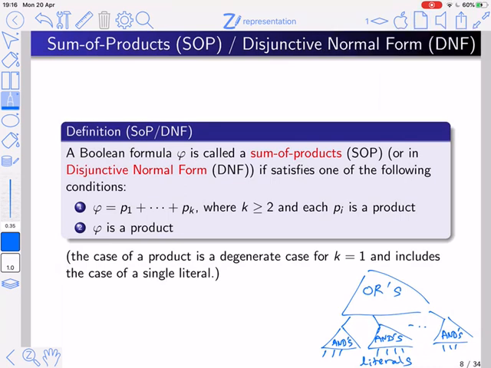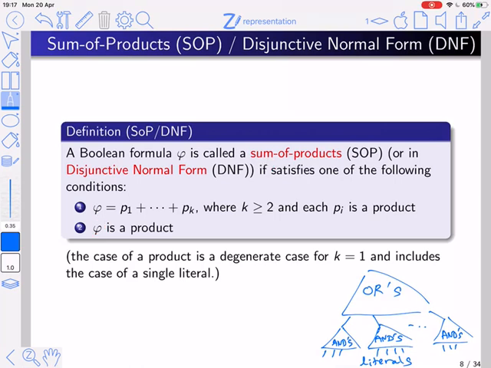Now I'm ready to define the disjunctive normal form, DNF, also known as sum of products, SOP. So the definition is that a Boolean formula is called a sum of products, or in disjunctive normal form, if it satisfies one of the following conditions. Phi is the OR of k products, where k is greater than or equal to 2. Or phi is just one product. That's also possible. The case of a single product is like a degenerate case for k equals 1, and it includes the case of a single literal. So phi, which is a single literal or just a variable, is also in DNF.